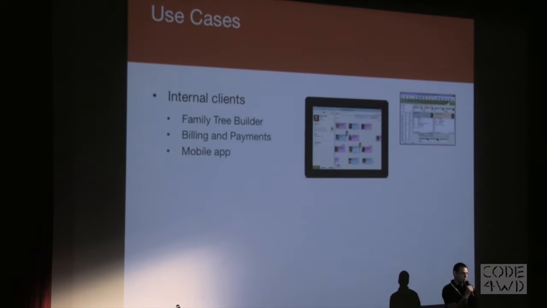So in terms of use cases, who is using the FamilyGraph API? First of all, we're using it internally. All our utilities and internal clients, like Family Tree Builder, which is our desktop client that users use to manage their tree on their computer, use it. All our billing and payment infrastructure is based on top of it, so we have a lot of billing-related objects in FamilyGraph. The MyHeritage mobile app is built from the ground up on FamilyGraph, so every API call is made on top of it. And in addition, we have external clients.